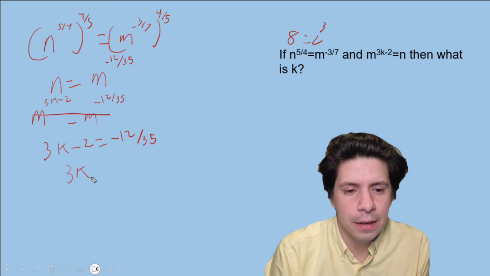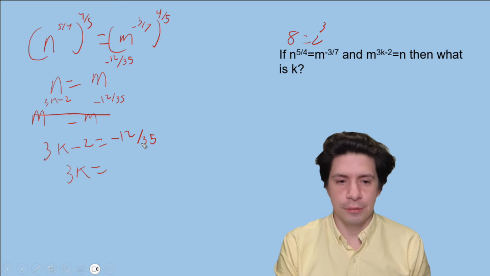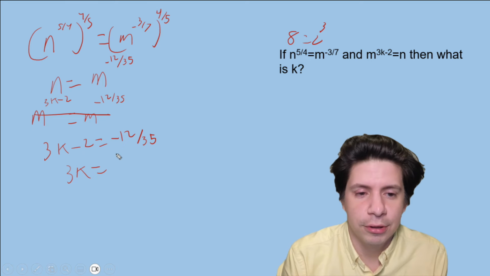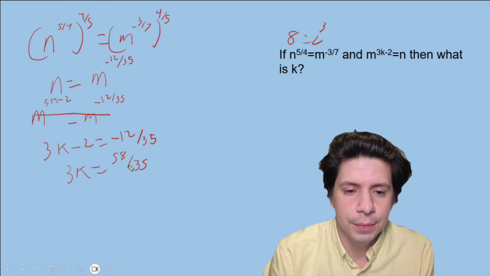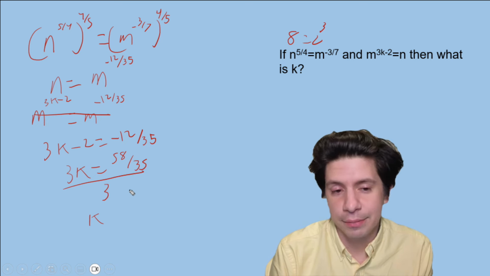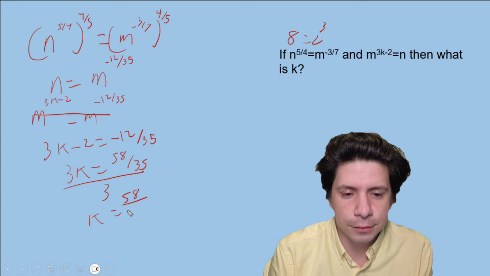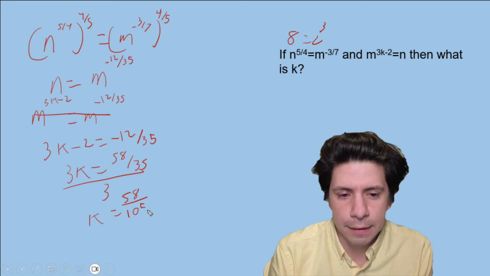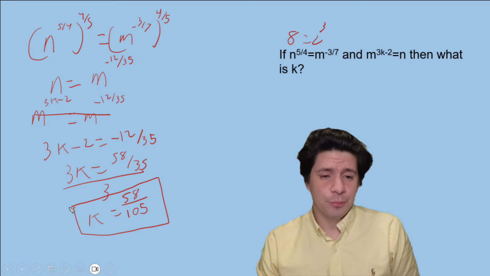So we're going to get 3k equals, we're going to add 2, which is like adding 70 over 35, right? So 70 minus 12 is going to give us 58 over 35, and we're going to divide by 3, which is like multiplying the bottom by 3. So k equals 58 over 105.